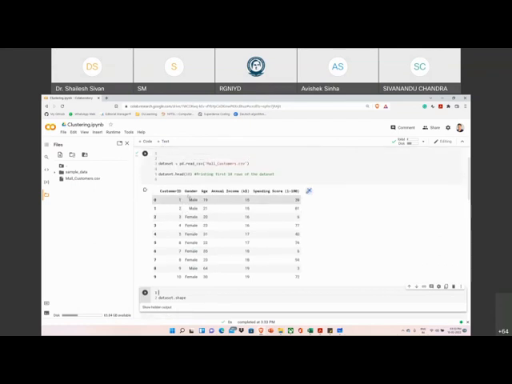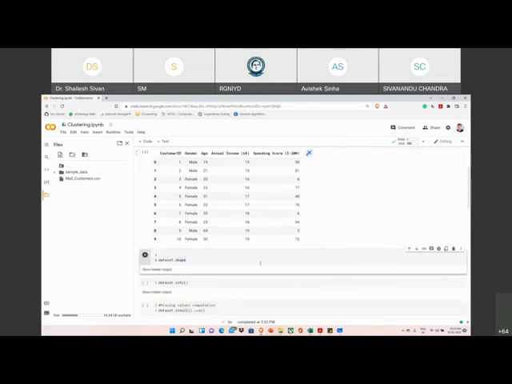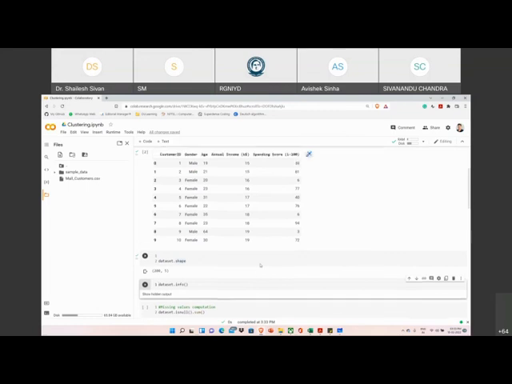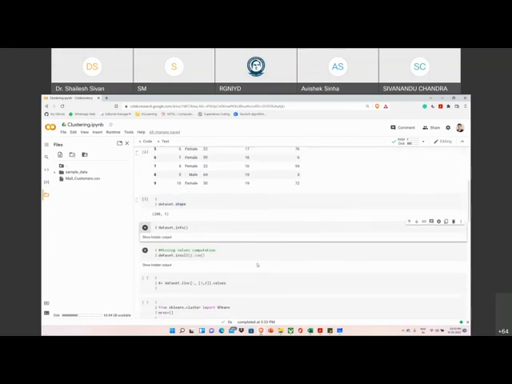We have the customer ID, gender, age, annual income, and spending score. Customer ID is just an ID. Gender is actually a categorical value. Age is a numerical value. Annual income is in dollars, and spending score too. Then you can print the shape of the data. It's around 200 rows and 5 columns.